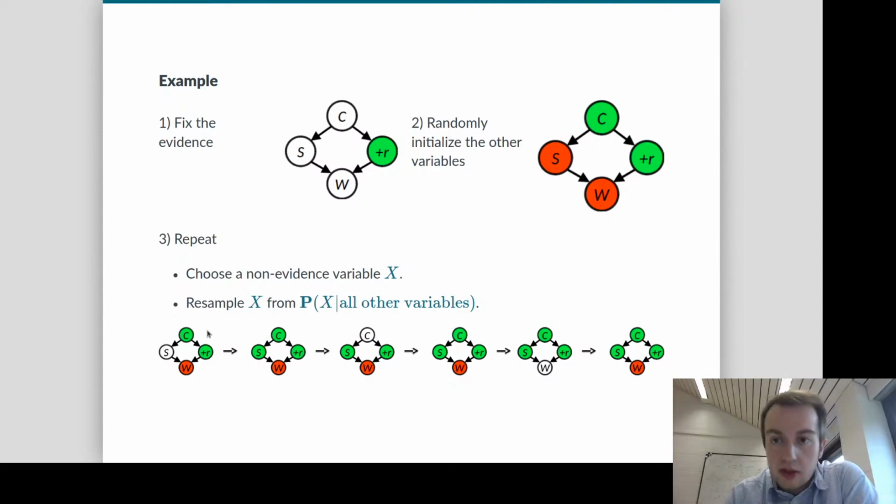So for example, we would like to resample S given all the others, given C, R, and W. Okay, and that would give us a value at random, let's say positive, and that would be the next state in the chain. And then we would proceed. I would pick another non-evidence variable, let's say C. We would resample its value, so we draw a value from P of C given S, R, and W. And again, let's say it's positive. We would repeat that. Next, we would select the variable W, draw a value for this variable given all the others, and let's say it's negative again, and it would repeat over and over until we have generated sufficiently many samples.